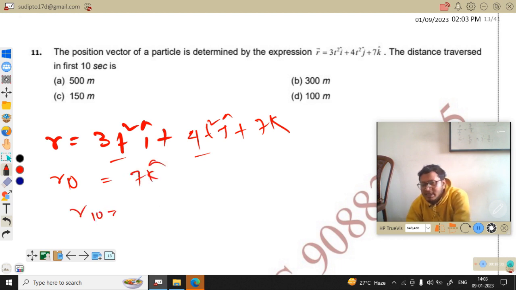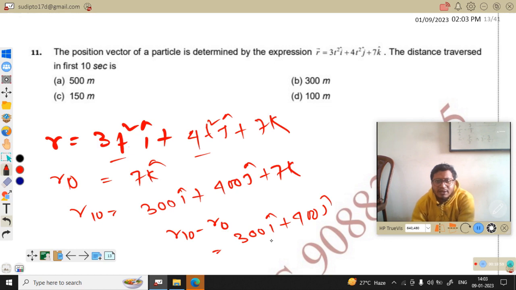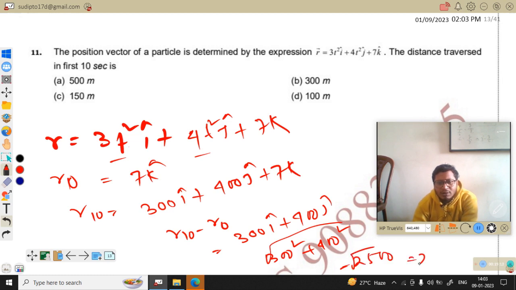R10, when the time is 10 seconds, what is the displacement? It will be 3 times 100, 300 i cap, also 400 j cap, and 7k cap. So what is the displacement? R10 minus R0, the k components cancel out, leaving 300 i cap plus 400 j cap. The magnitude is root of 300 square plus 400 square, which is root of 250000, and it will be 500. This 500 means option 1 is right.